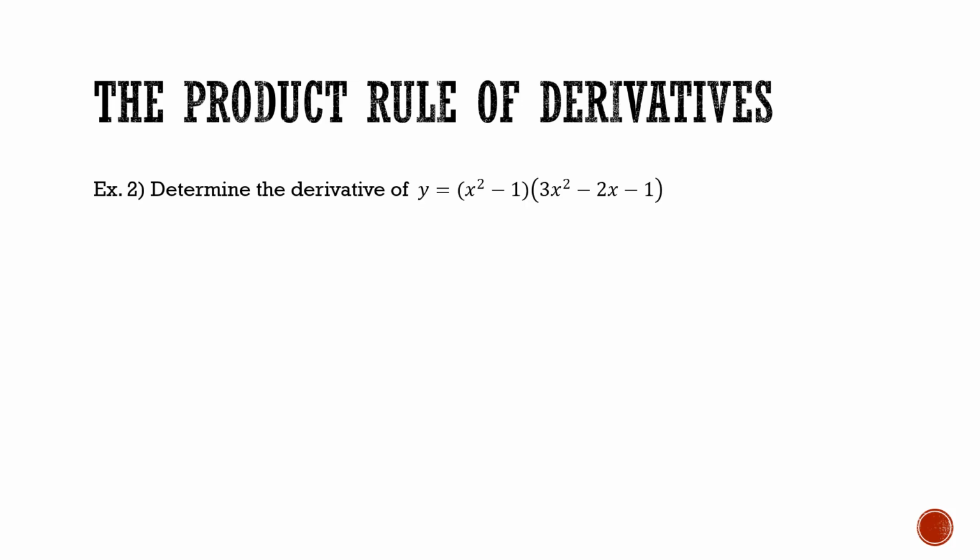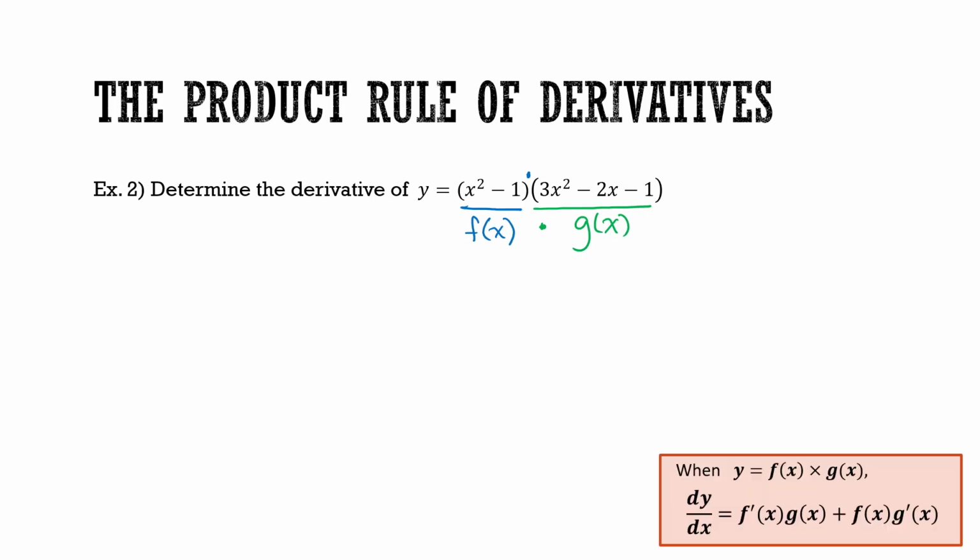Here we're going to determine the derivative of y is equal to x squared minus 1 times 3x squared minus 2x minus 1. So in this example, I have the product between two functions, x squared minus 1, which will be my f of x, and 3x squared minus 2x minus 1, which could be my g of x. This is the product of those two expressions.